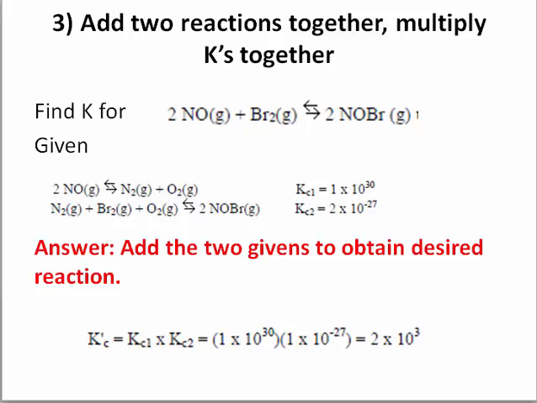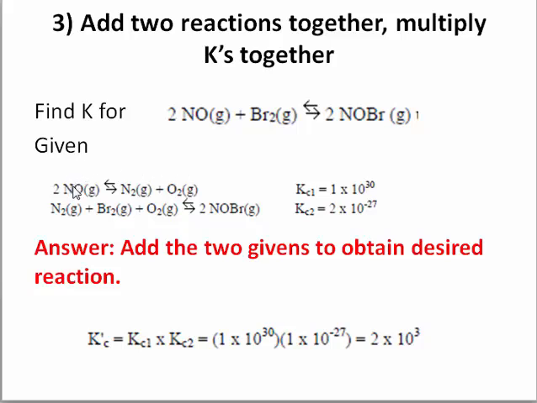Alright, let's consider one additional property, which is if we add two reactions together, the resulting reaction will have a K found by multiplying the K's together. So consider, for example, this reaction. 2 NO plus a bromine react to make 2 NOBr. Consider this reaction's equilibrium.